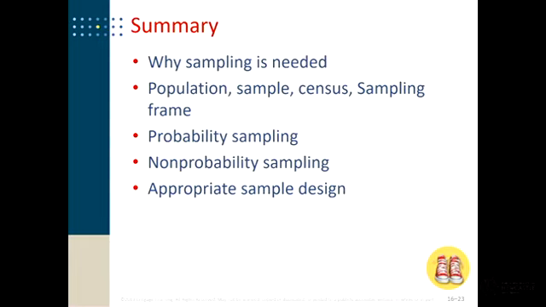So in summary, what we have covered today is we started with discussing why we need a sample, that means instead of going for a census, why you go for sampling. Then we discussed different types of sampling techniques. And last of all, the factors we need to consider when we decide on a particular sampling technique. Any question? Any problem?